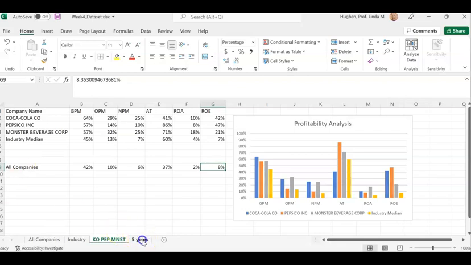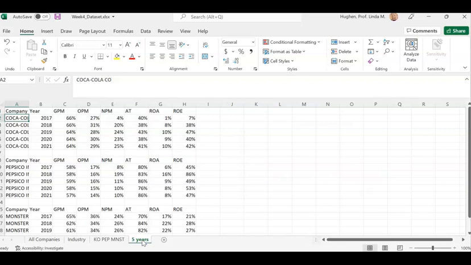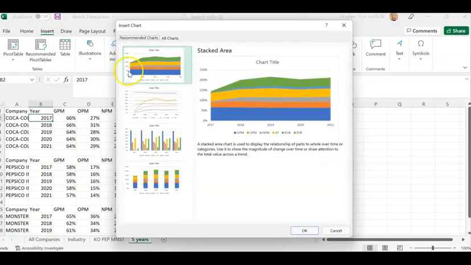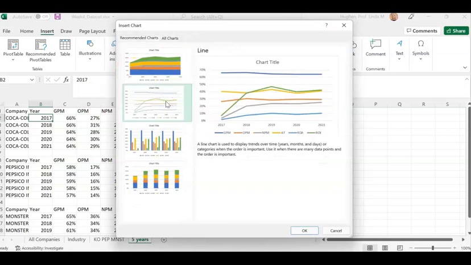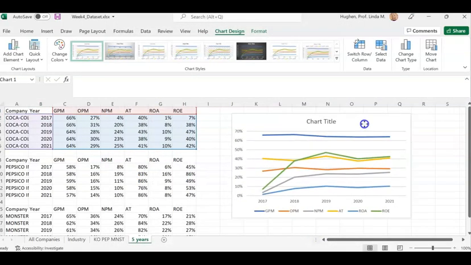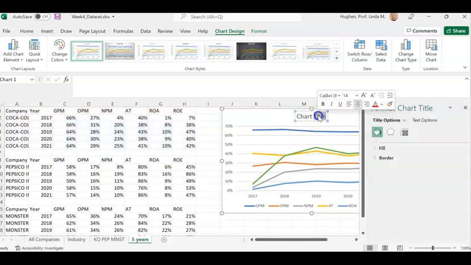One more analysis is to look at our 3 companies over time. Here we have our companies broken out one by one, each company at a time, for the most recent 5-year period for each of our 6 variables. Because this is a lot of data here, let's build some charts. Again, I'm going to insert, let's try recommended charts. I like the line chart a little bit better than the stacked area chart, but they're both going to give me the same information. So this first one is for Coca-Cola, so let me rename.